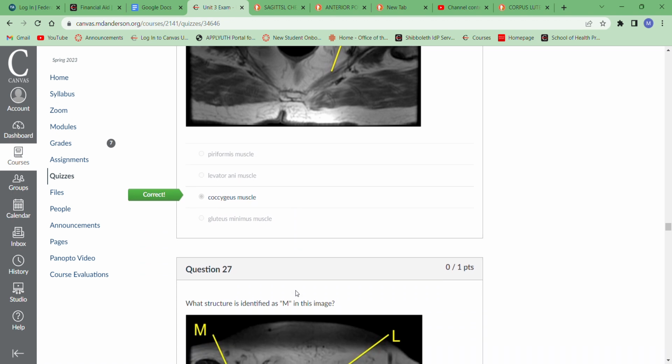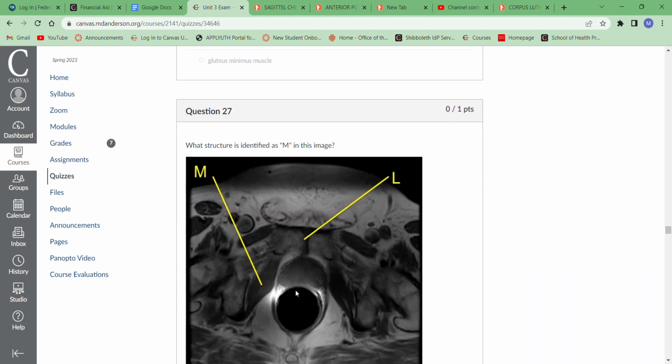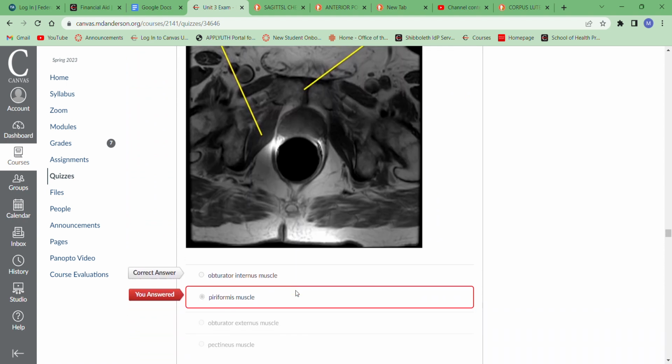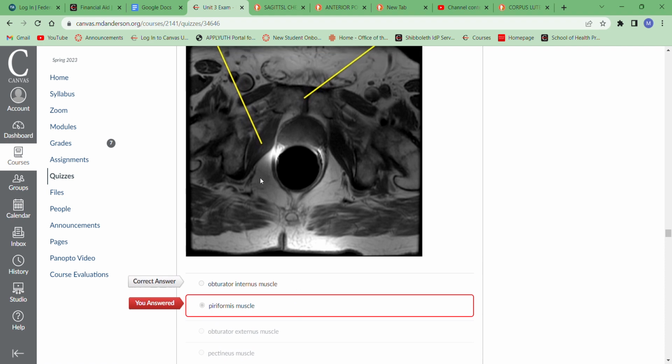So I guessed. What structure is M? Looks like a muscle. It looks like it's part of the pelvic floor. The correct answer is obturator internus muscle. Okay? Obturator internus.